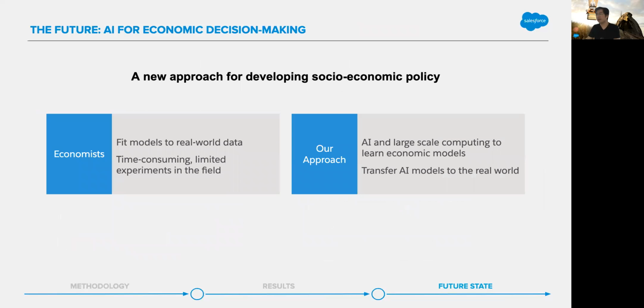So let's talk about the future. We've seen that this approach here is novel, and we hope that it can lead to a better way of developing socioeconomic policies in the future. Economists typically fit models to real world data, and getting that data is actually extremely expensive. It costs a lot of time. It's very hard to actually do this work in real life. A colleague of mine spent a number of years analyzing the impact of tax policies in India. He spent about 2 years, I think, collecting data. So it's very time consuming, it's very expensive.